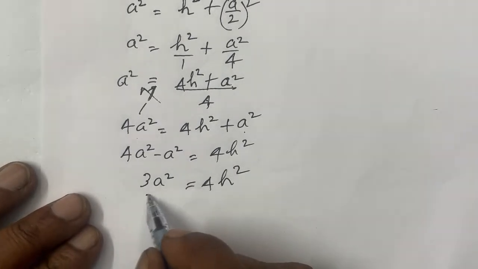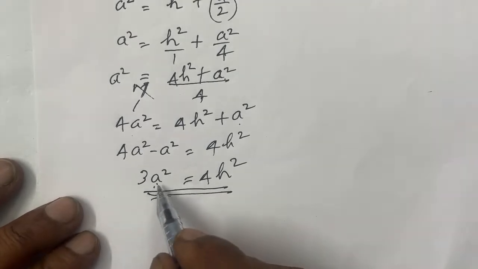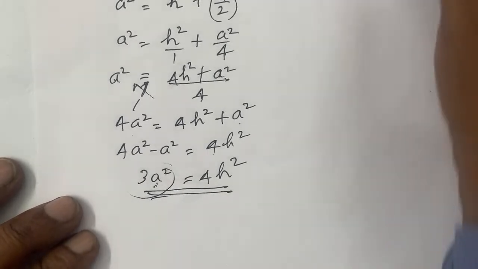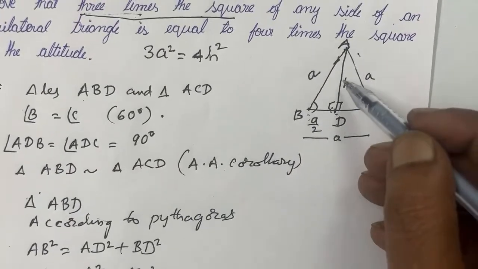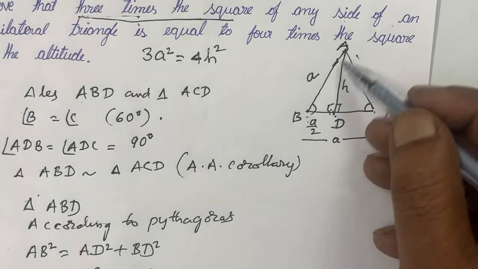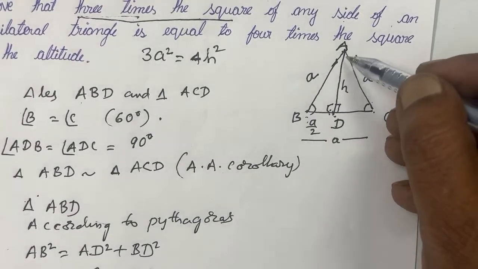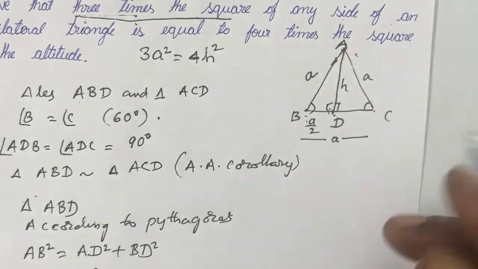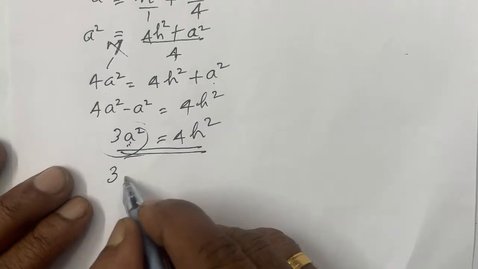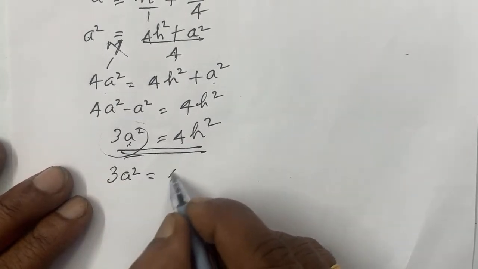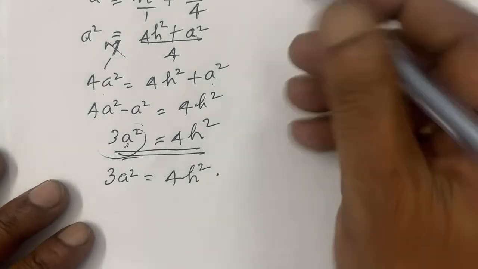So whatever we wanted, we got finally here. That means what he said: 3 times the square of one side of a triangle is equal to 4 times the square of the altitude. That means 3a square is equal to 4h square. So this is what he asked to prove. We proved it.